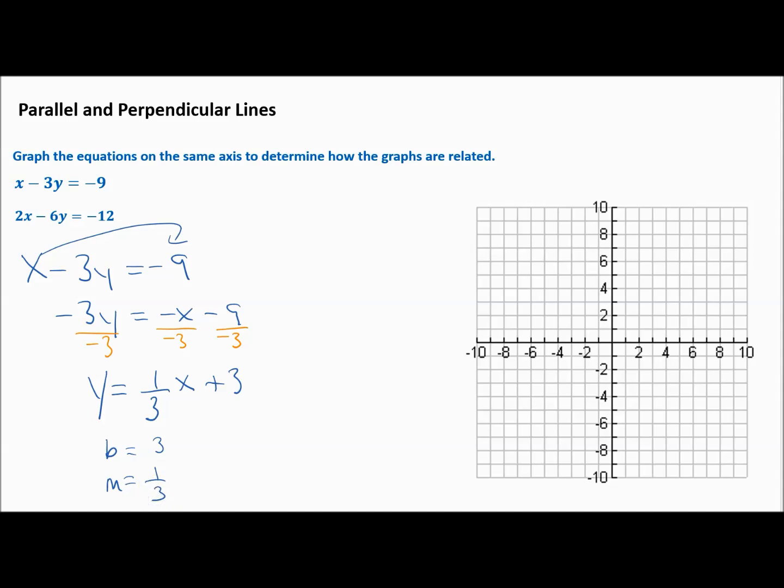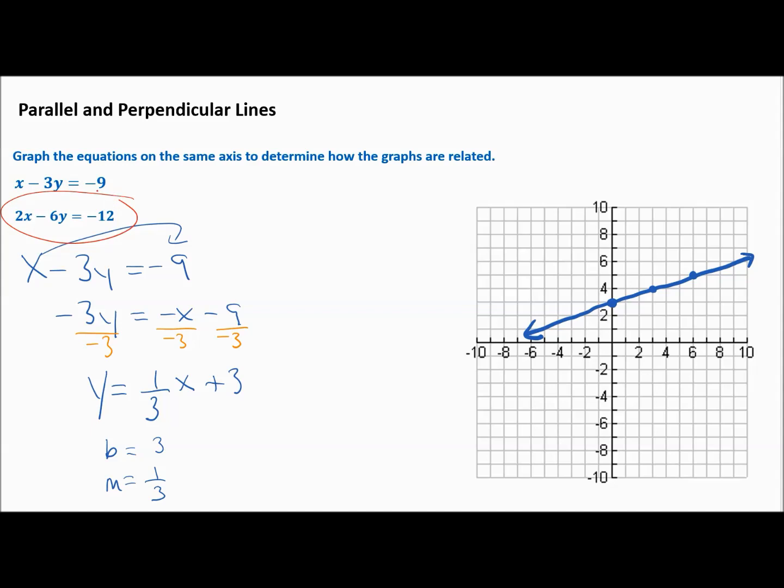So I'm going to plot that first. So I go up to 3 for my y-intercept, and I go up 1, rise 1, and run 3. 1, 2, 3. I could do it again. Rise 1 and run 3. And there's that line. Now in red, I'm going to work on the second line.